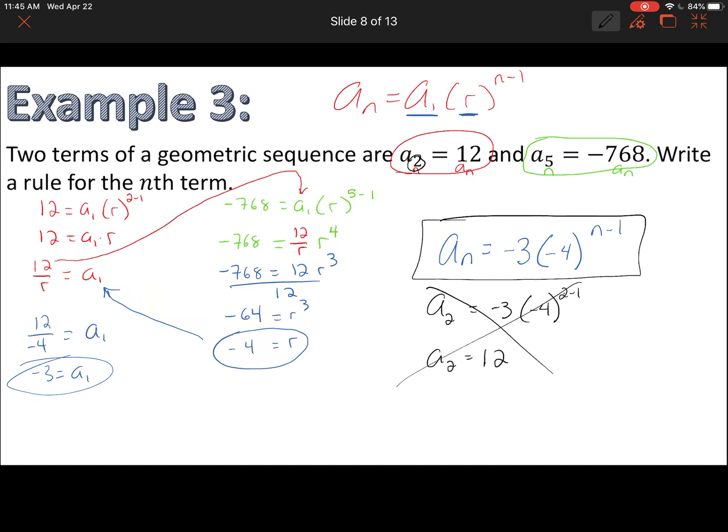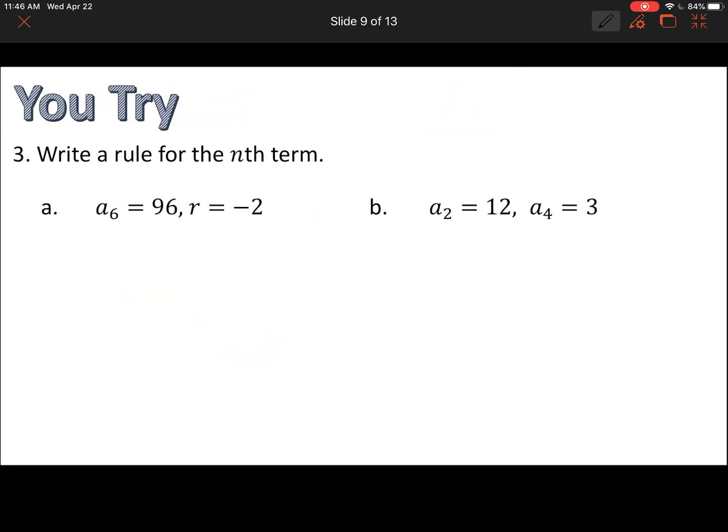So that's pretty much as hard as they get. When you're given two separate data points, you're going to do a system of equations to solve it. All right, so pause the video, try these, check back with my work, see if you agree.